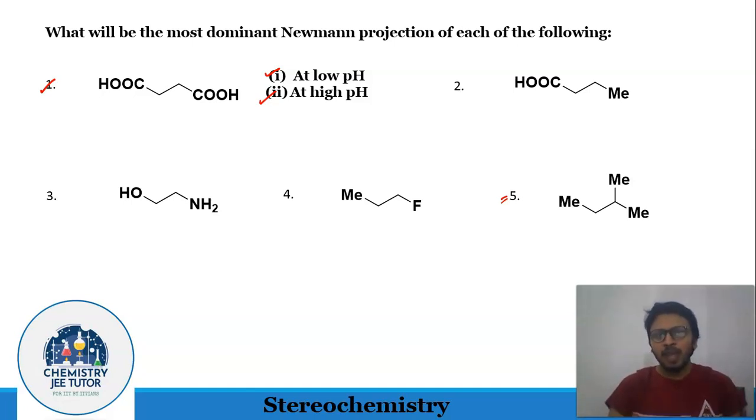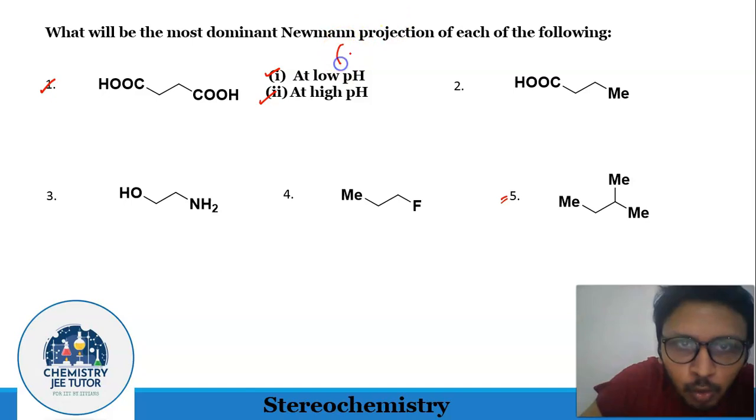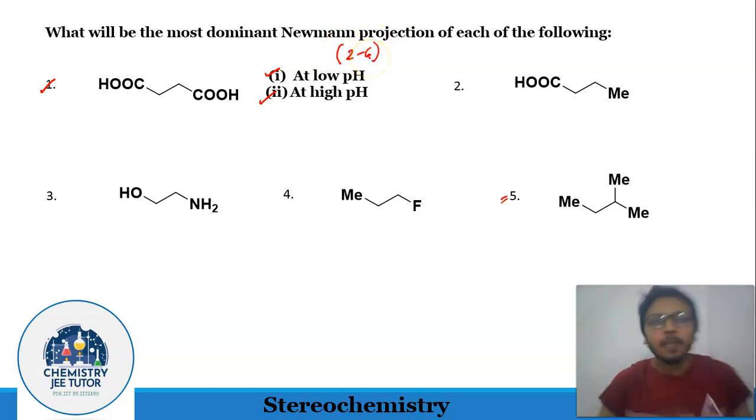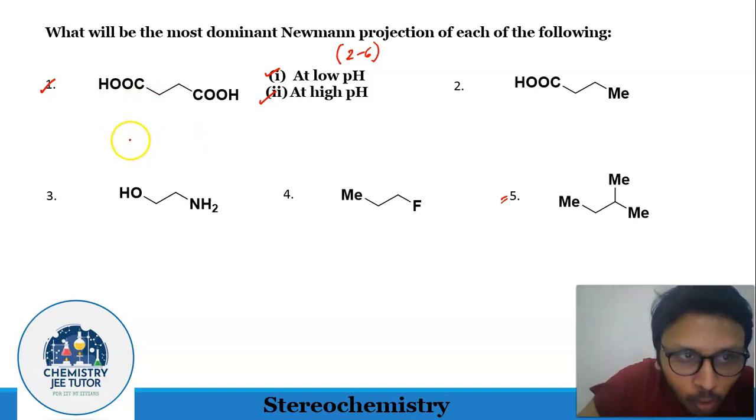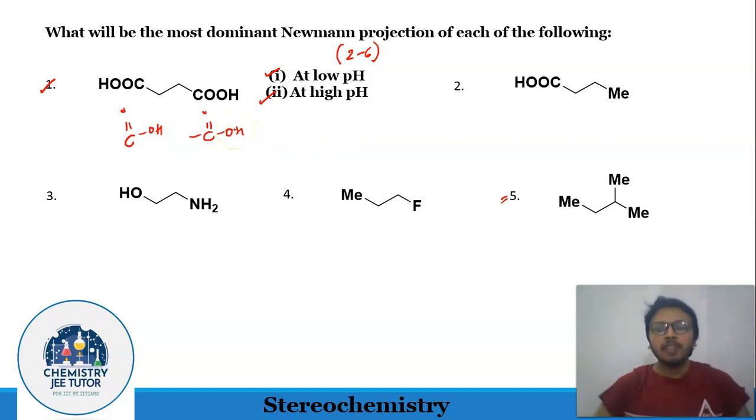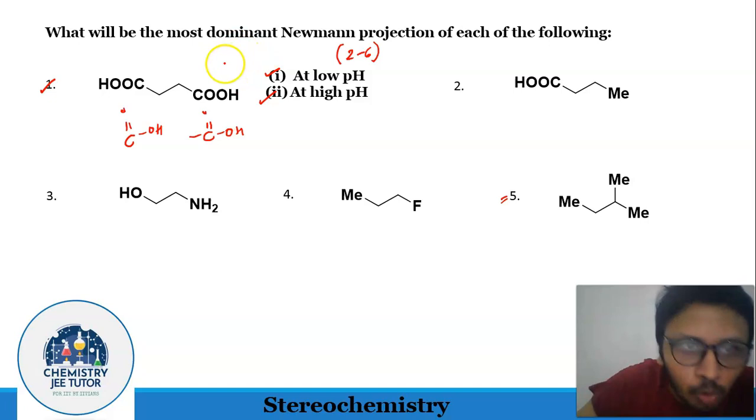Then what's the difference between low pH and high pH? What does low pH mean? Suppose a pH range of 2 to 6. What does that signify? It signifies that the medium is acidic and there is already acid present, so there will be no change in the acid constitution. So we show hydrogen bonding between the two C double bond OH groups, and because of the presence of hydrogen bonding, the most dominant Newman projection will be the gauche conformation at low pH.